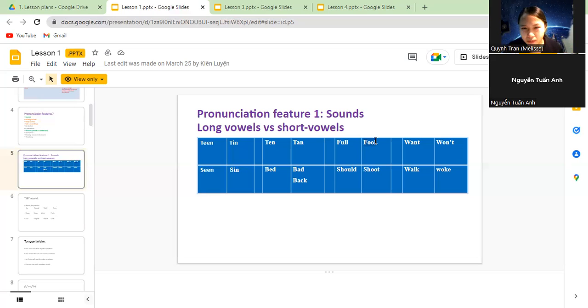Just some signal, but it's not always reliable, for example, this word. Like this word.